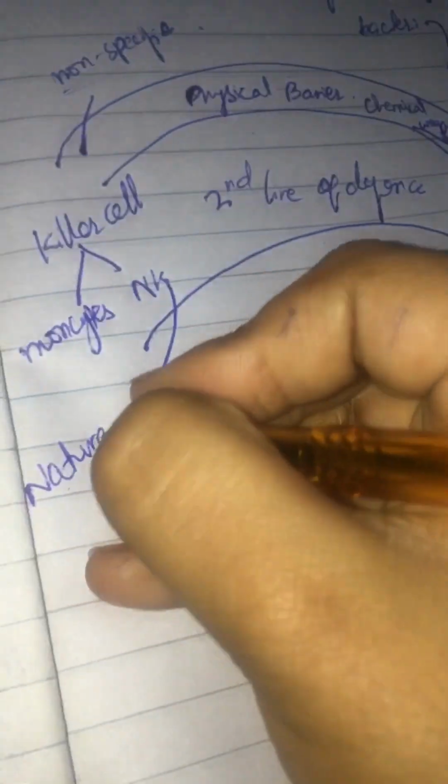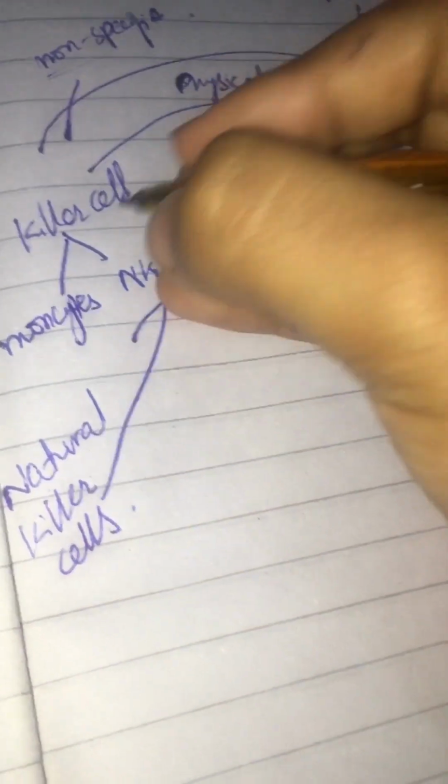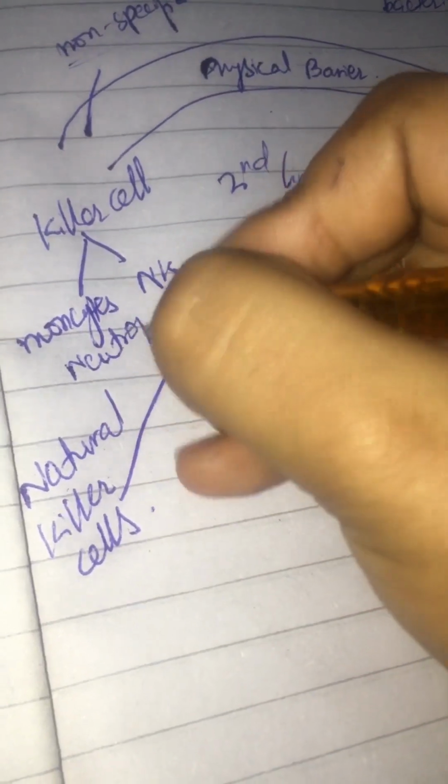So the second line of defense: we have killer cells, which have types, which are monocytes, NK, which is known as natural killer cell, and neutrophils, cytokine, which have protective proteins, fever, inflammation.